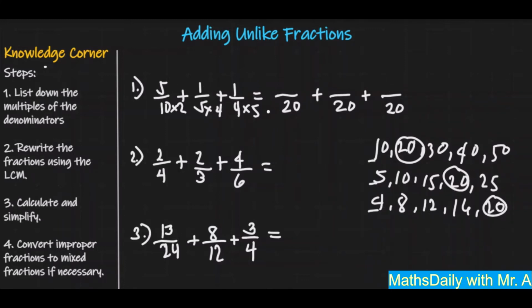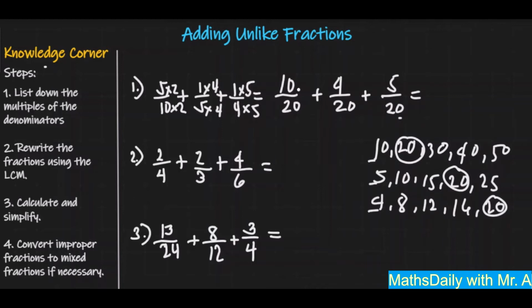The rule of thumb here is whatever you do with the denominator, you have to do the same with the numerator. So if you multiply 10 times 2, we need to multiply 5 times 2, 1 times 4, and 1 times 5. Now let's identify the new numerators. 5 times 2 is 10. 1 times 4 is 4. And 1 times 5 is 5.